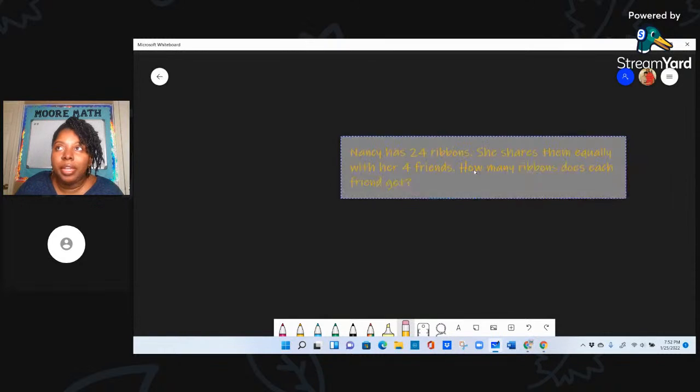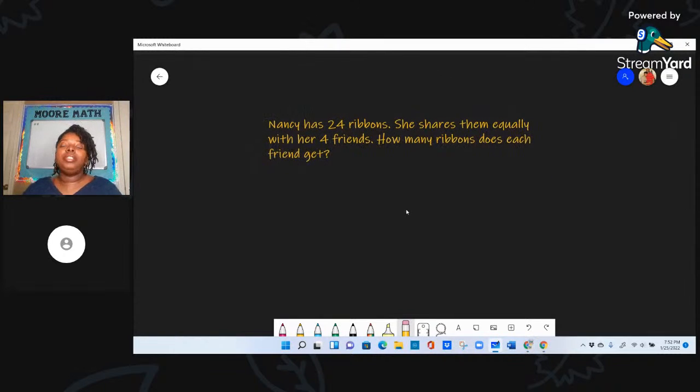Okay, so here's a word problem. I want you to tell me if you need to add, subtract, multiply, or divide. Nancy has 24 ribbons. She shares them equally with her 4 friends. How many ribbons does each friend get? So she has 24 ribbons. She shares them equally with her 4 friends. How many ribbons does each friend get?